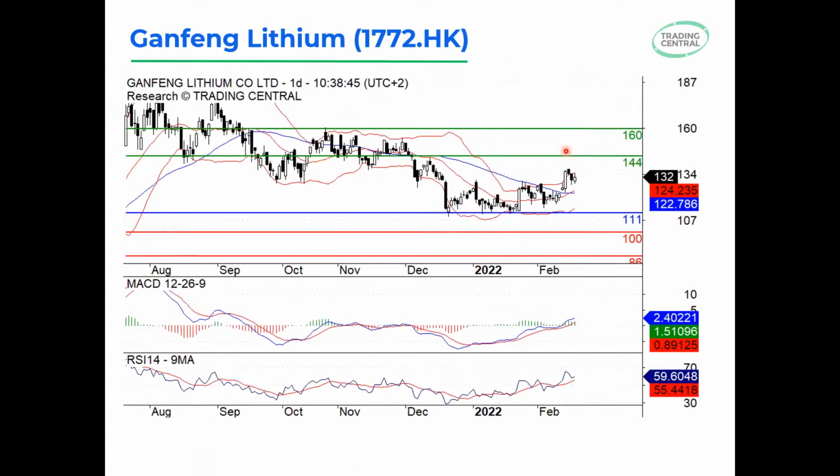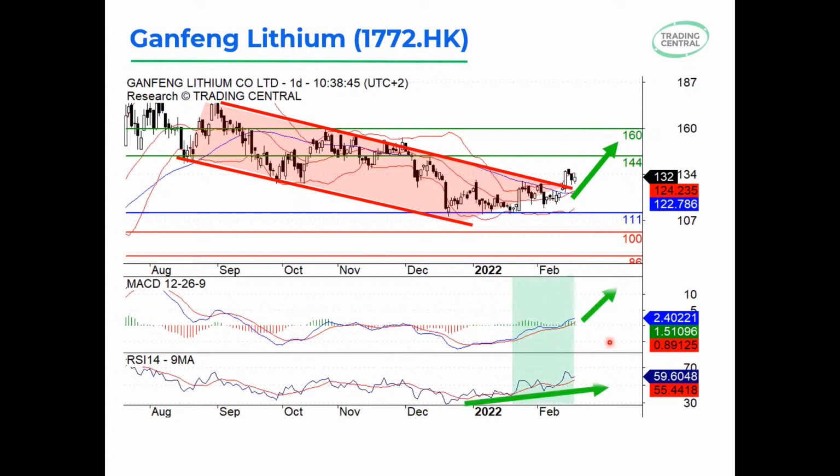Also, for metal, we have lithium, Ganfeng Lithium, a stock listed in Hong Kong. Lithium is the material for making batteries. EV, electric vehicles, use a lot of this. We can see that it is also breaking above a trading range of several months, and I can suggest that the momentum indicators are pointing in the right direction.